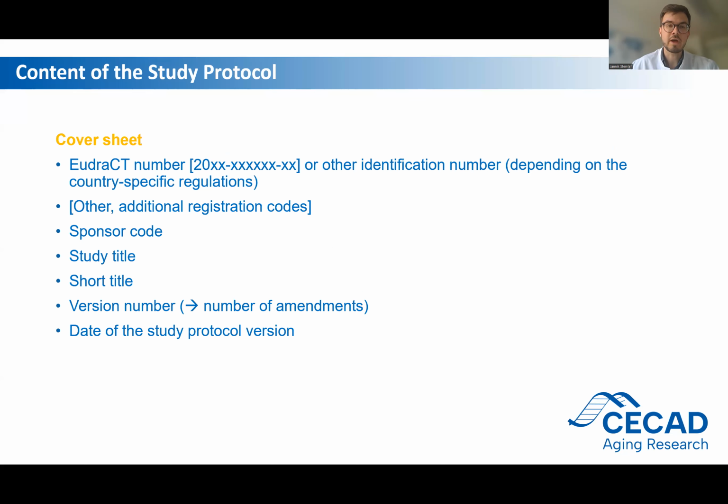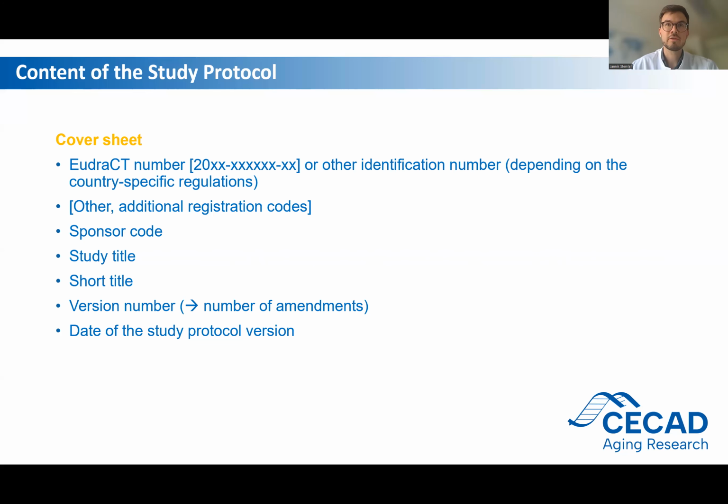So we are now going through the elements of a study protocol, and basically we start off easy with the cover sheet. The study protocol consists first of a cover sheet and a synopsis, which contains specific information. We start with the EudraCT number or any other identification number, depending on the country-specific regulation for clinical trials, and other additional registration codes which apply to the specific trial.